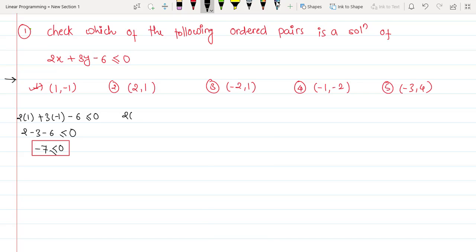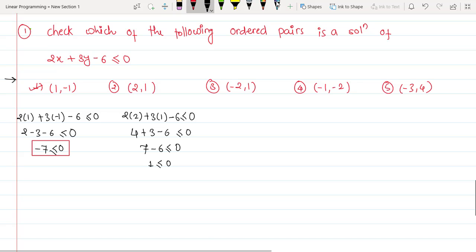So it's 2 into 2 plus 3 into 1 minus 6 less than or equals to 0. So it's 4 plus 3 minus 6 less than or equals to 0. So it's 7 minus 6 less than or equals to 0, and we have 1 less than or equals to 0. Is it true? Of course this is not true. 1 cannot be less than or equals to 0. So this is not a solution to the given inequality.